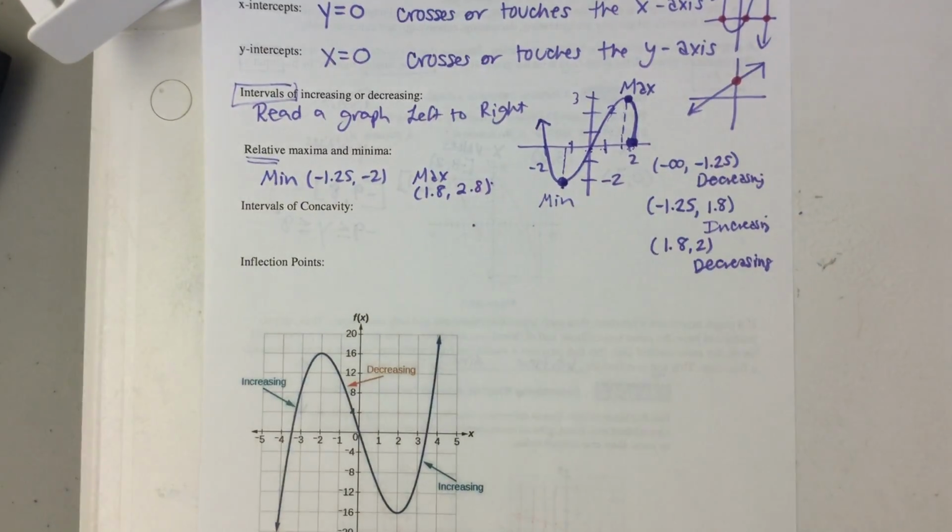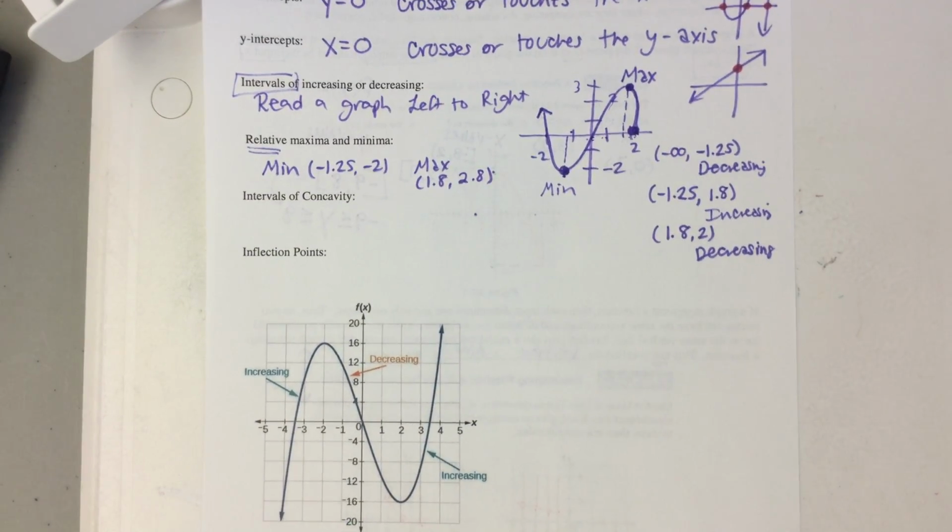That's a maximum. Okay, so again, we are just looking and trying to figure out where you have those high points and those low points. It's possible to have more than one minimum. It's possible to have more than one maximum. In the example that I drew, we happen to have one of each.